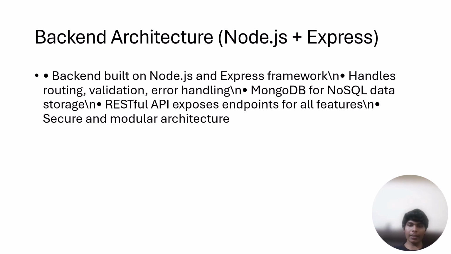For backend architecture, we use Node.js plus Express. The backend is built on Node.js and the Express framework and handles routing, validation, error handling, and a MongoDB database for NoSQL data storage. A RESTful API exposes endpoints for all features. Secure and modular architecture.